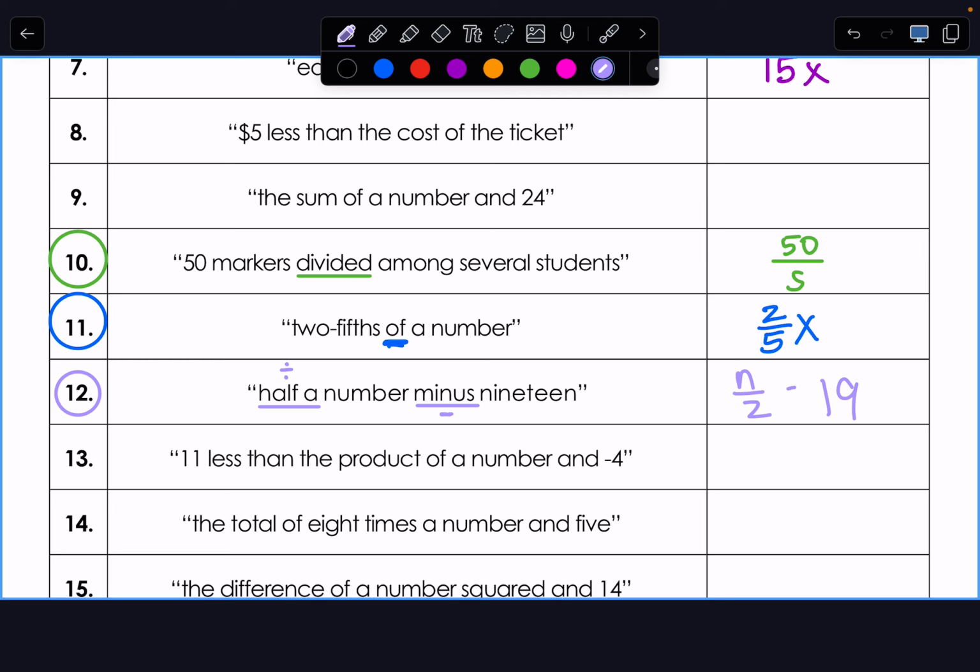Okay, so this is what you're going to do. You're going to go to page 3. On page 3, will you please cross out number 13? Will you also cross out 18, 19, 20?